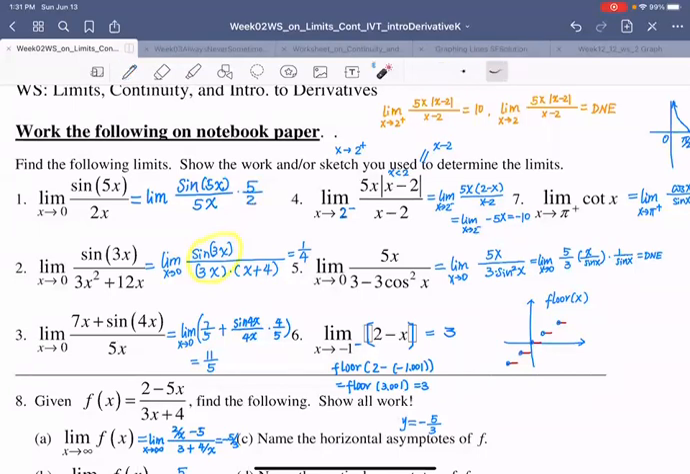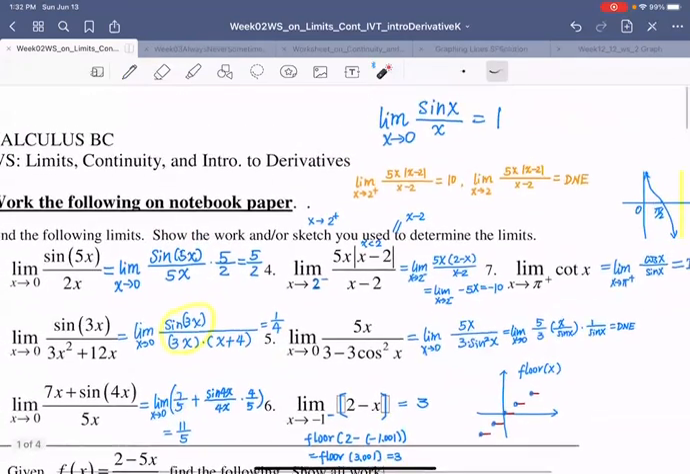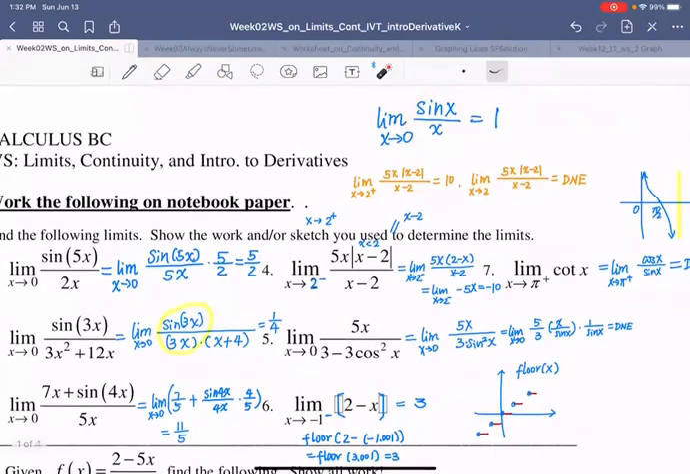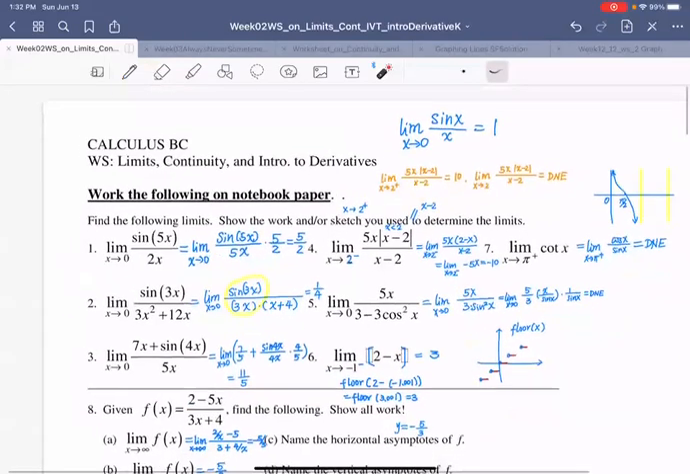And this 5 cancels, so 2 is here. And now you know this is 1, so the result is 5 over 2, correct? This is 1, this is 5 over 2. You always want to use this format. If the inside is 5x, you want here to also be 5x so that this term is 1. Thank you. Next one.